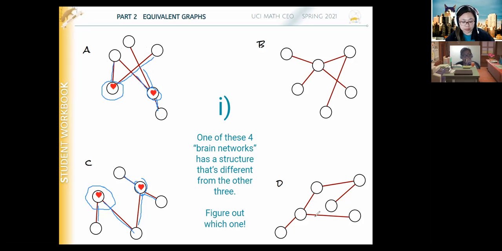So overall, you're trying to find out of these 4 graphs which one has an off point, or a structure that is different. Yeah, which structure is different.